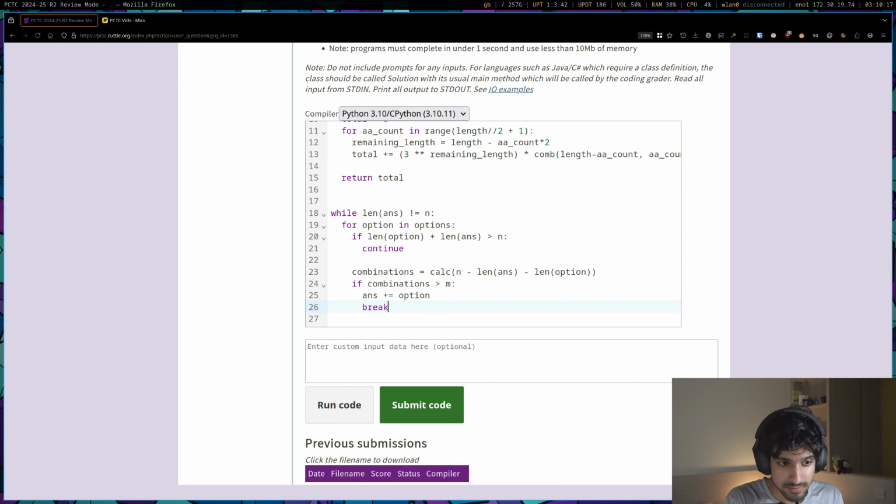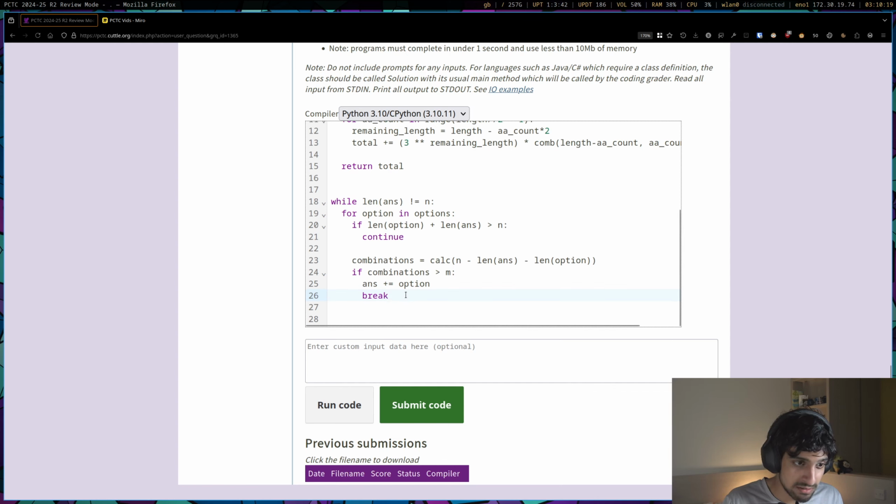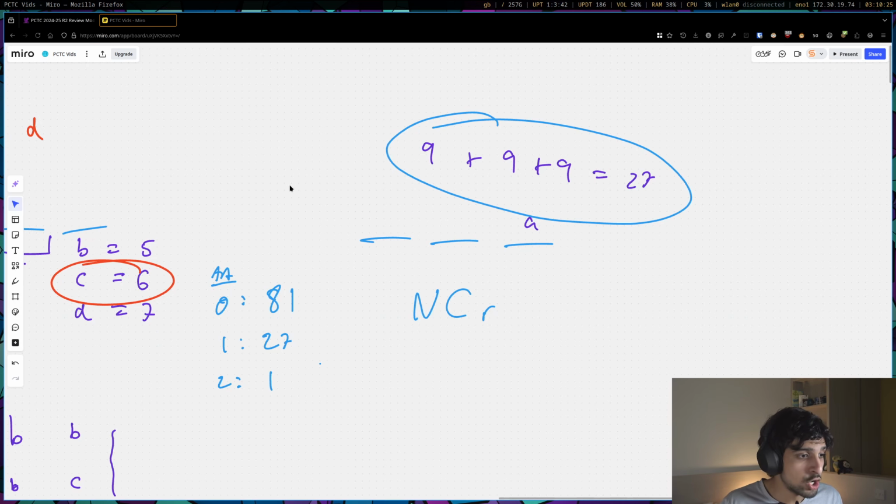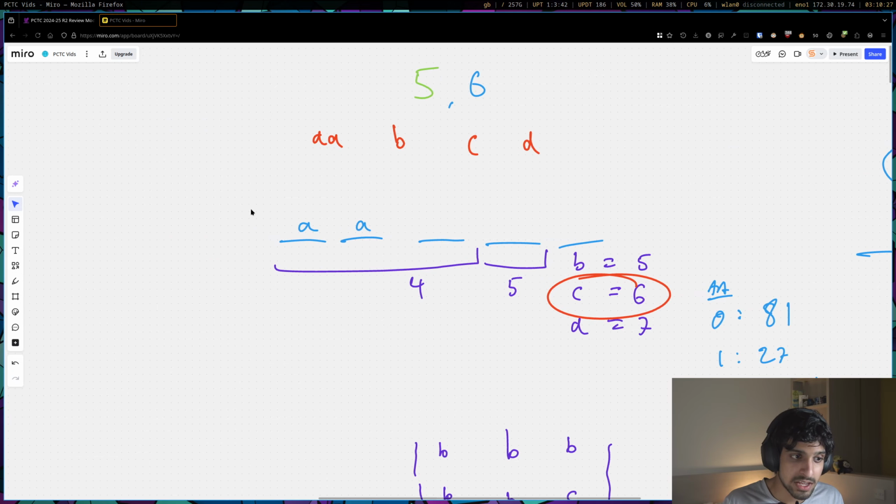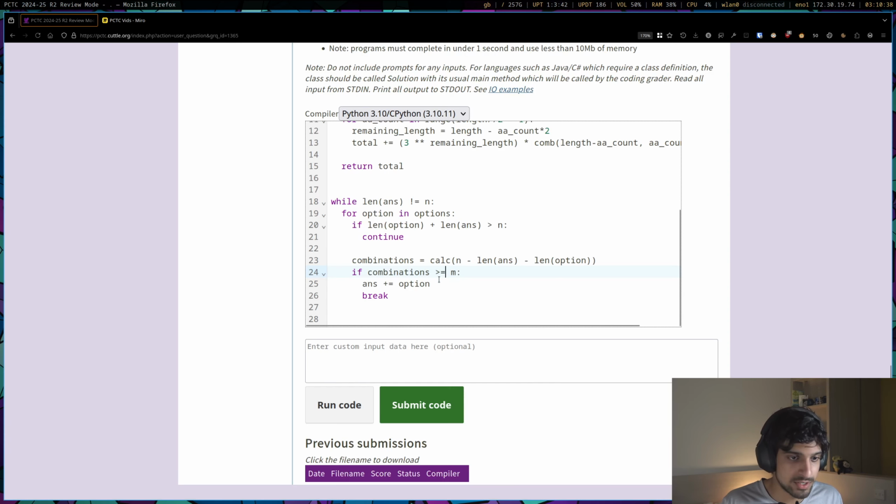And I believe that's pretty much all we have to do for this case. It should be if combinations is bigger than or equal to m, because there are 33 options starting with AA. What if you want the 33rd option? Well, that also starts with AA, because I have 33 options starting with AA, so it has to be bigger than or equal to.